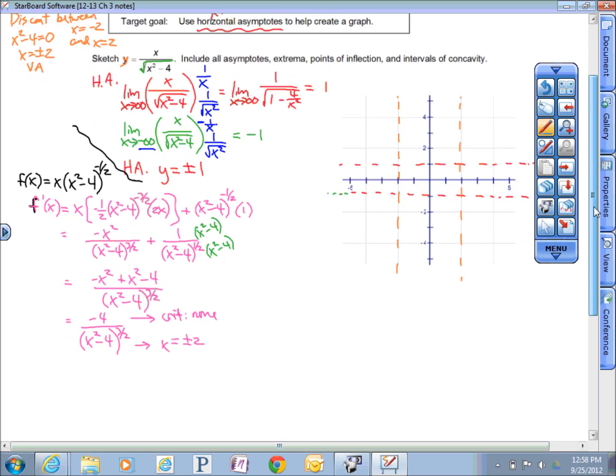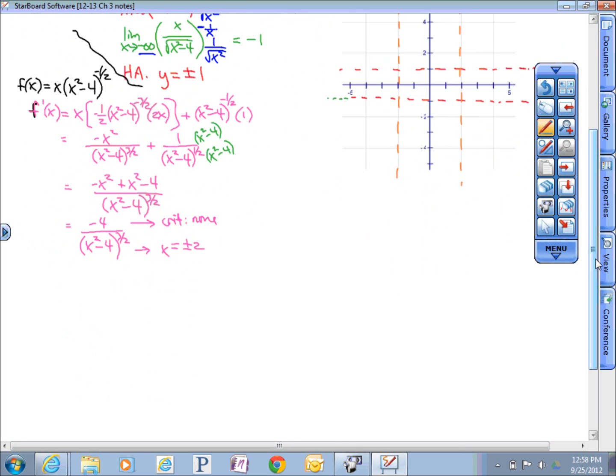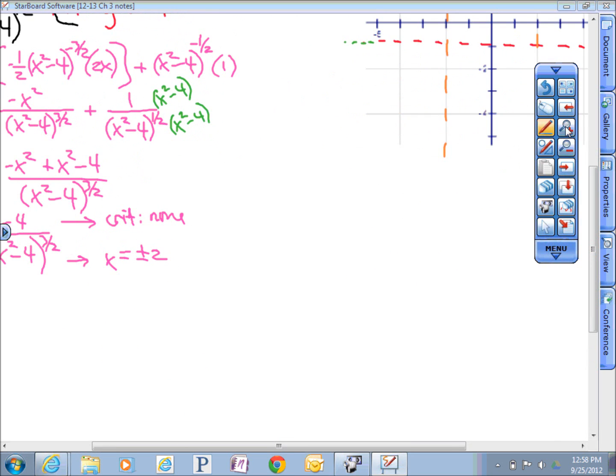All right, so back to our first derivative. If I look at this now, let's zoom back in a little bit, make it a little easier to write.